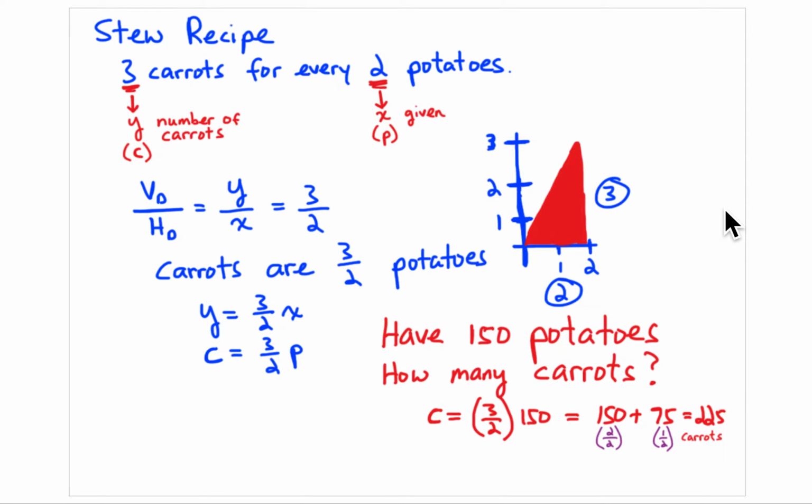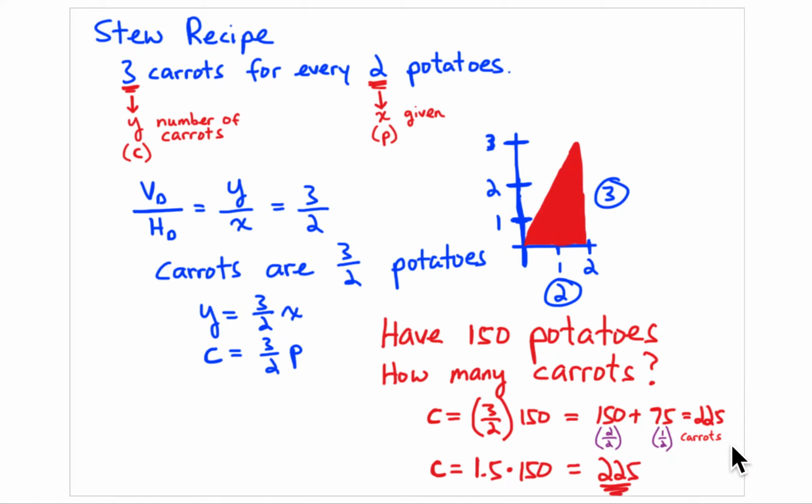So depending on the situation, you might use a different representation to figure out the number of carrots. In this case, you might use the equation. I have 150 potatoes. How many carrots do I need? That's 3 halves times 150. And mentally in your head, you know that half of 150 is 75. So 1 half is 75. 2 halves is 150. And 3 halves is another 75. You put that all together, it equals 225 carrots.